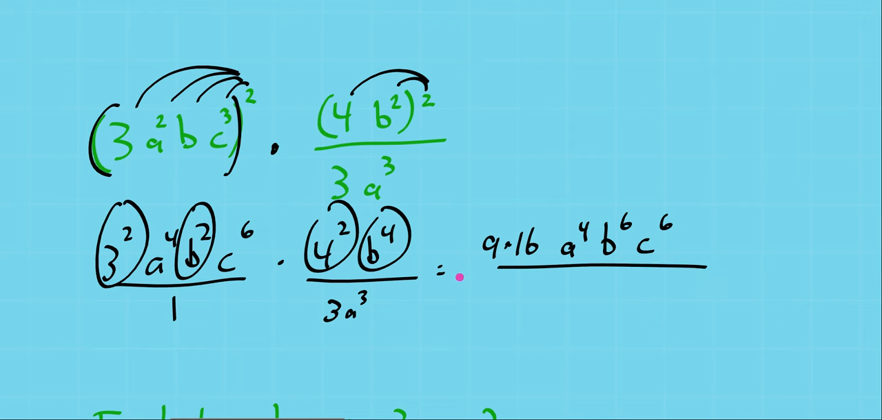On the bottom, I've got a 1 and I've got a 3a cubed. Last thing I need to do is tidy up the number part and tidy up the a's. So 9 times 16 is 144, and 144 over 3 is 48. So that's these numbers taken care of. And we have a to the 4 on the top and 3 on the bottom. We're subtracting. 4 minus 3 is 1. So there's just one a. I just write a. And there's still 6 b's and 6 c's.